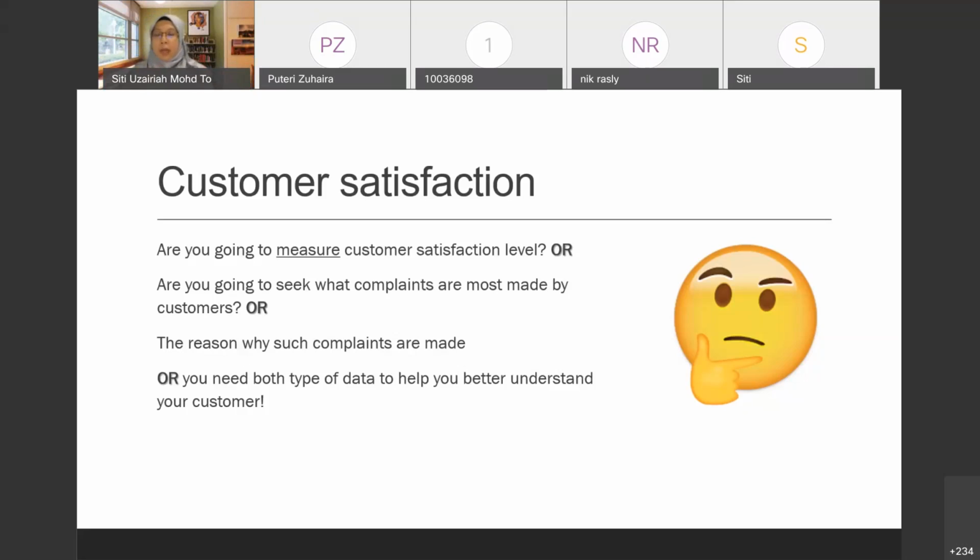While if you try to understand why those complaints keep appearing, you need to understand why this customer always comes to you and complains about the same things, when your company thought you had already solved it. If you need to know the reason why such complaints are made, that means you actually need qualitative data to solve your problem.